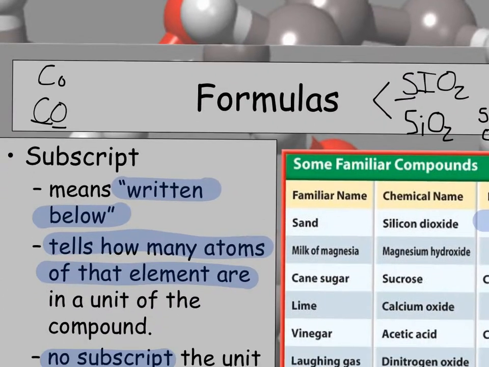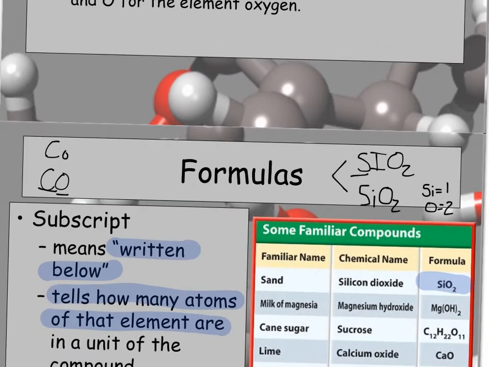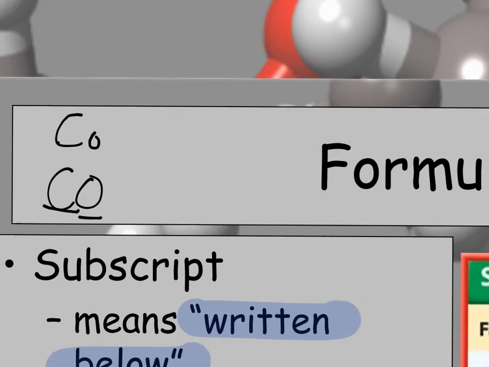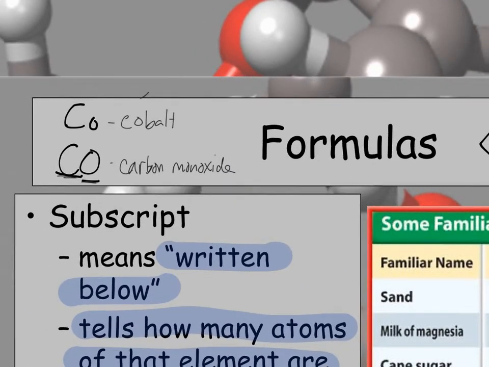And once again, I talked about this in the last unit, toward the end. It's very important for us to write formulas correctly, because CO with a capital C and a capital O is carbon monoxide, and we're going to get into how to name these. This is carbon and oxygen bonding together. Co, that's cobalt, a transition metal. Those are two very, very different things.